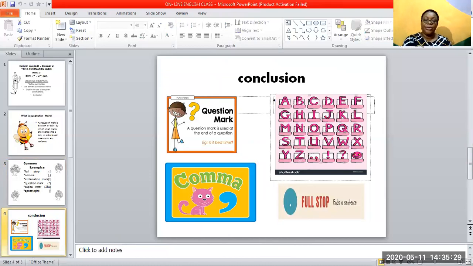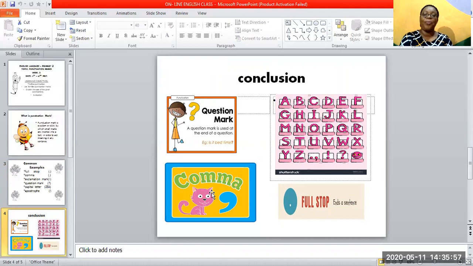Yes, very good. Now we are on to the concluding part of this segment. We have said that question mark is used for what? For asking questions. Question mark is used at the end of a question. You got that? Beautiful. Very good. The comma is a pause.